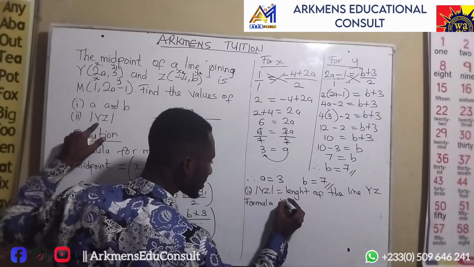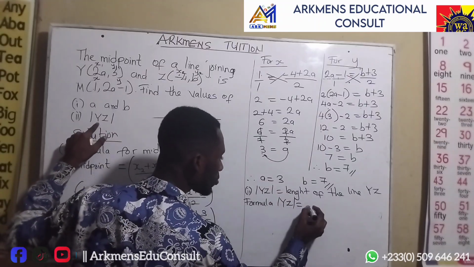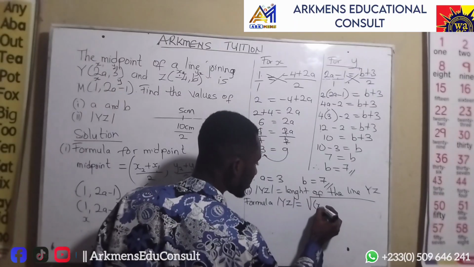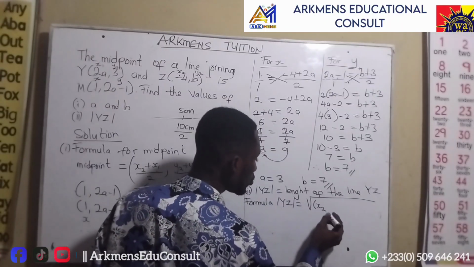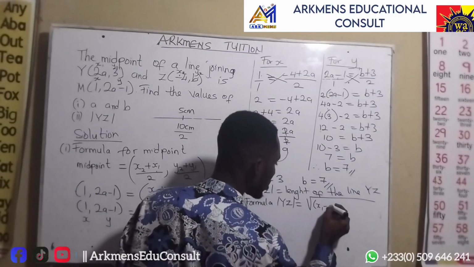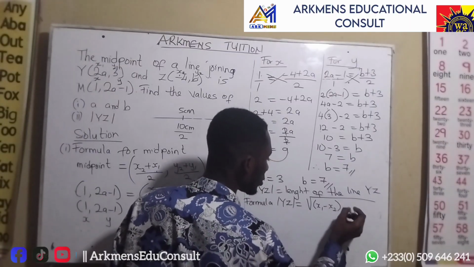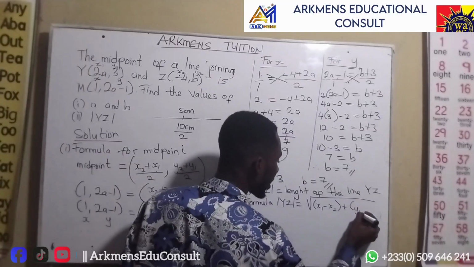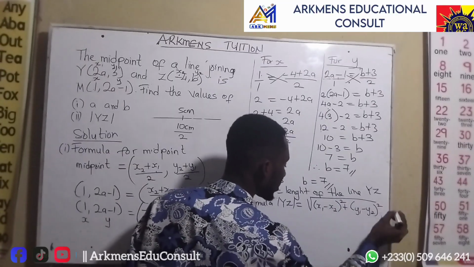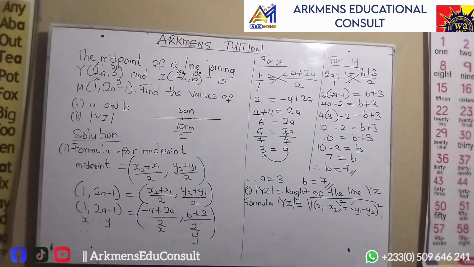So the formula for that is: YZ, the length of the line, will be equal to the square root of x1 minus x2, all squared, plus y1 minus y2, all squared. This is the formula we are going to use to find the length of the line. So it simply is trying to tell us that YZ. Now this is our YZ.